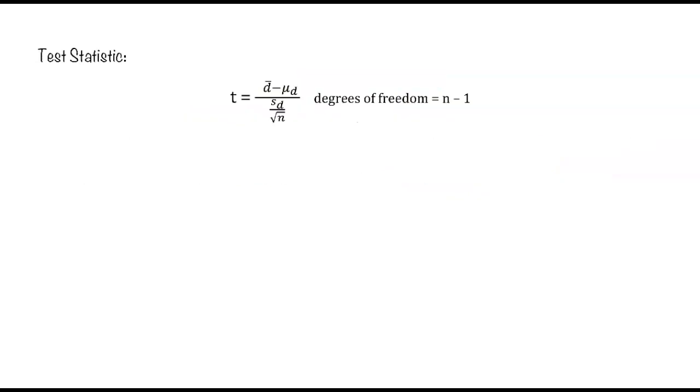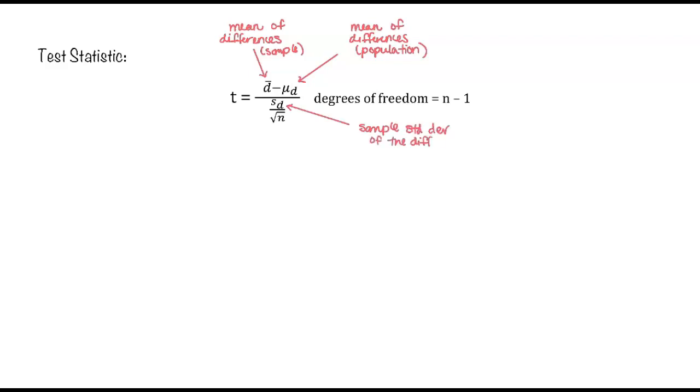For a hypothesis test regarding two dependent samples, our test statistic is a t-statistic, and it's calculated like this. Notice what we have in this equation. We have D bar, that's the mean of the differences of the sample data. We have mu sub D, that's the mean of the differences from the population, and that value will be found in the null hypothesis. We have S sub D, the sample standard deviation of the differences, and n, the number of pairs.